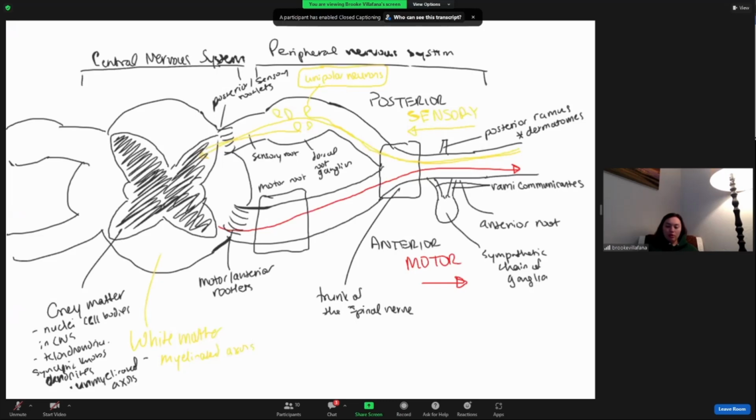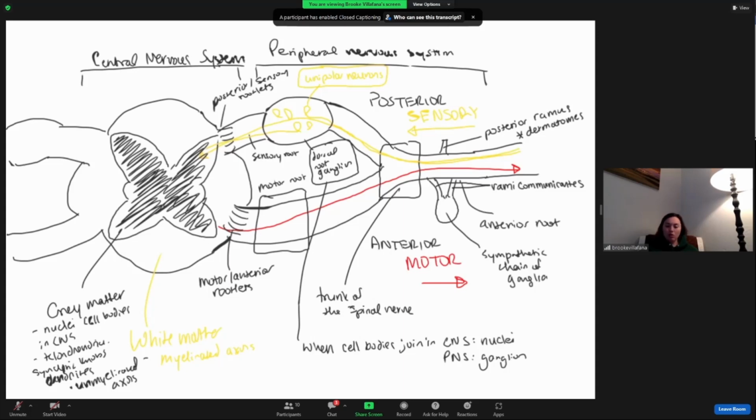Multiple cell bodies. So when cell bodies join in the CNS, what do we call that? A nucleus, right? But when they join in the PNS, it's called a ganglion. So the reason this is named a dorsal root ganglion is because multiple unipolar cell bodies are in that little bubble right here. So we call that the dorsal root ganglion. Those are those unipolar neurons.